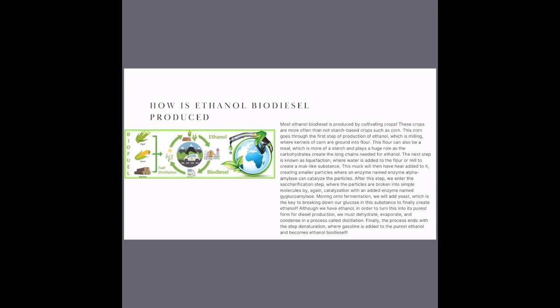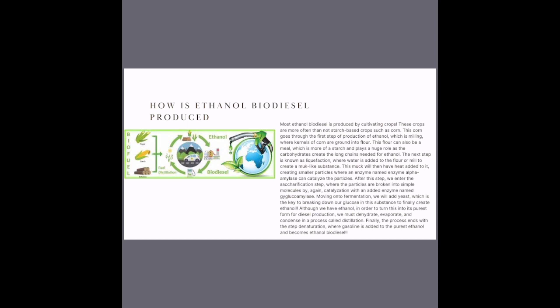The next step is liquefaction, where water is added to create a muck-like substance. It is heated and creates smaller particles, where an enzyme can catalyze the particles. Catalyze just means speeds up. After this step, we go into the saccharification step, which is the particles breaking into simple molecules again by speeding up and adding another enzyme. Moving into fermentation, we add yeast, which is breaking down our glucose to create ethanol.